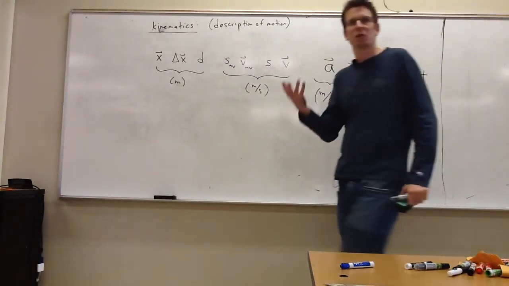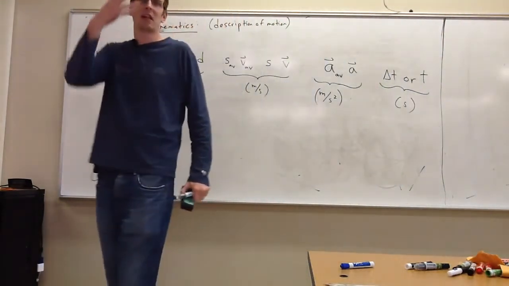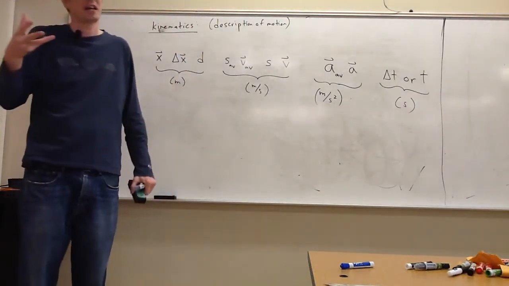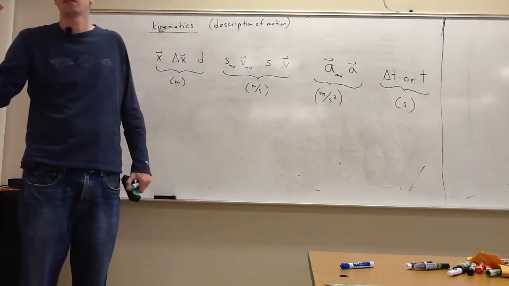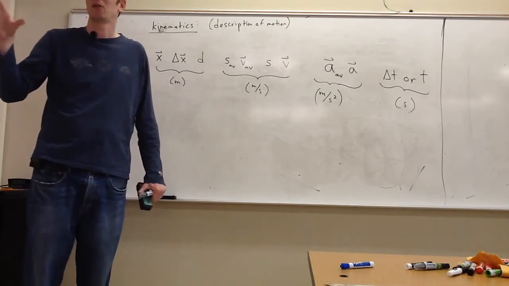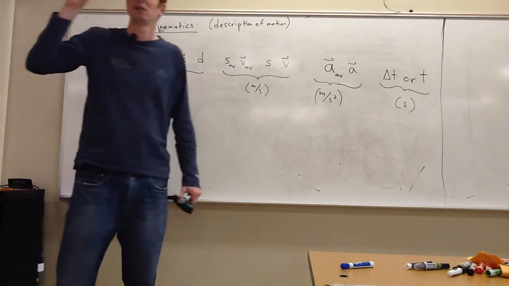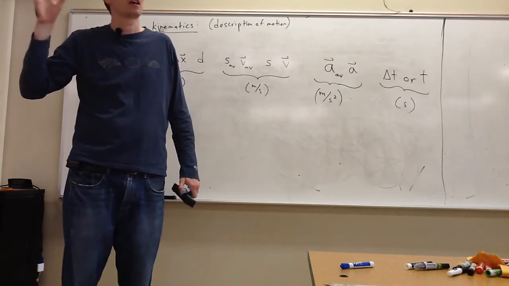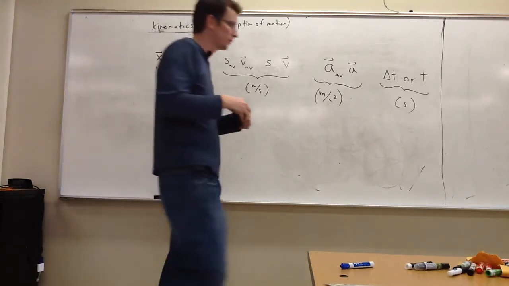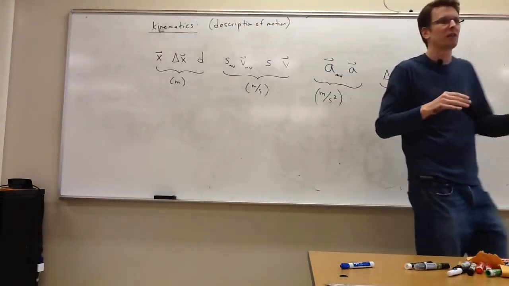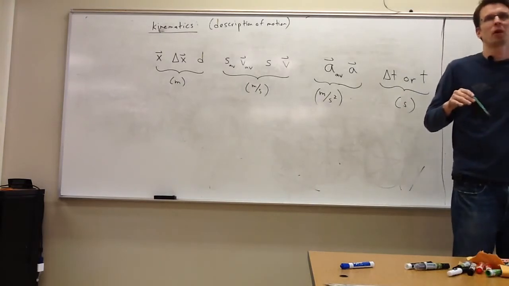So the end of homework one is basically the kind of intro skills and a little bit of kinematics. Homework two is all about one-dimensional kinematics. Homework three is all about multidimensional kinematics. That's kind of where we're going with this. Okay. Are there any questions before I rewind and start introducing these one by one?